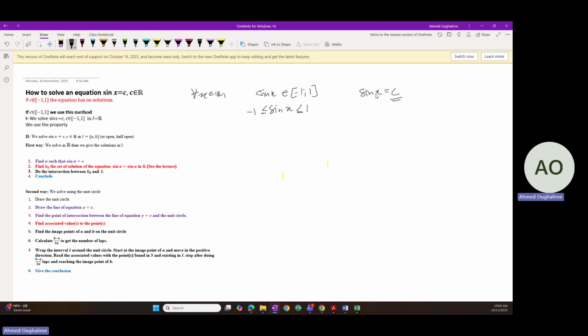Why? Because we cannot find any number in R such that the sine of it, the image of it by the function sine, is more than 1 or less than -1. So this is the first thing to check. You have to look at the number c itself. So for the first case, when c is not in the closed interval [-1, 1], the equation has no solution and we have nothing to do.